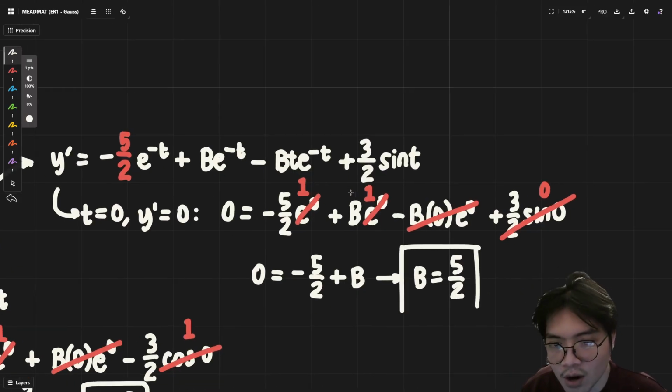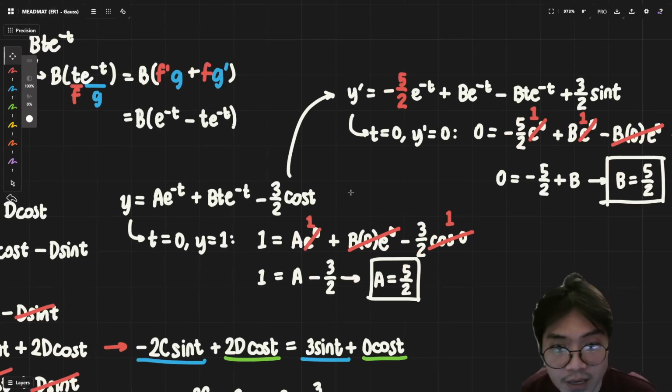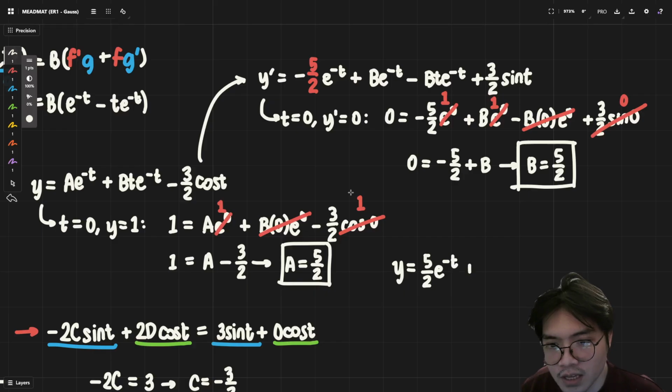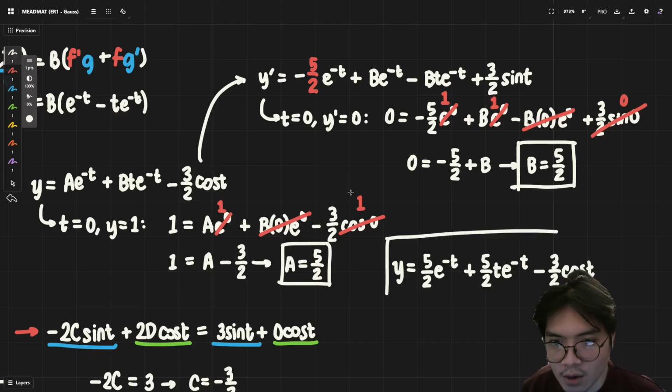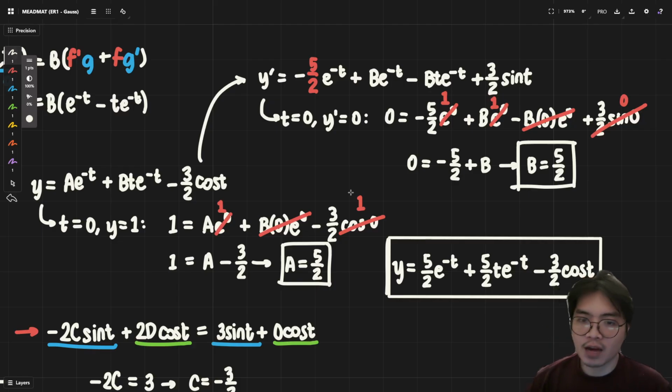So that means now our answer is as follows. You just replace your a and your b with 5/2. We'll have 5/2 e raised to the negative t plus 5/2 t e raised to negative t, and then minus 3/2 cosine t. This is now our answer. Okay, this is now our answer. And that is our analytical method done.